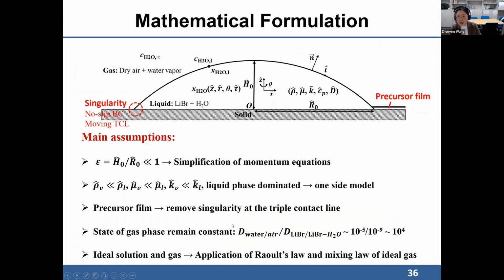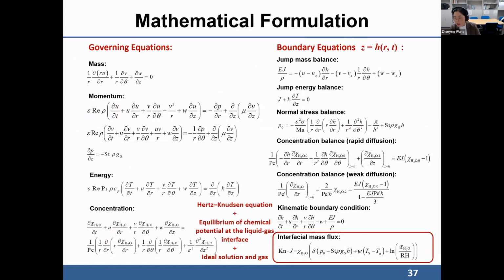And additionally, this is the mathematical model. Different from the single component model, here we also consider the concentration equation in the governing equations in the liquid phase. And on the liquid-gas interface, we consider the concentration balance. The interfacial mass flux is again derived based on the Hertz-Knudsen equation and the chemical potential balance.